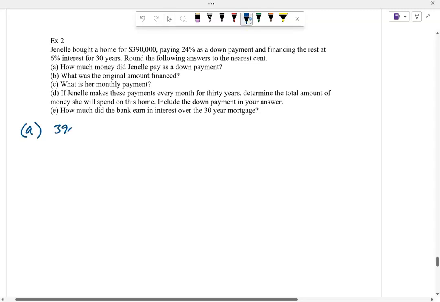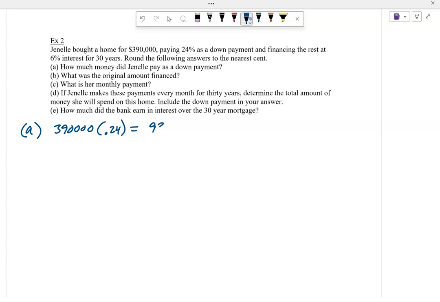Well, the home costs $390,000, and 24% is 0.24. So let's multiply that. 390,000 times 0.24 is $93,600. Okay, so that's the down payment. Oh, that's a big down payment. Nicely done, Janelle.